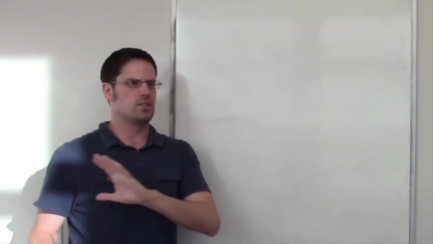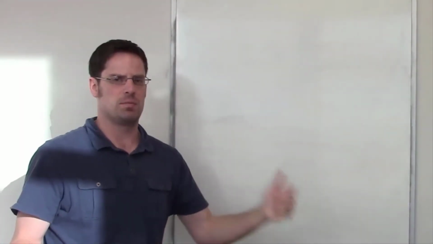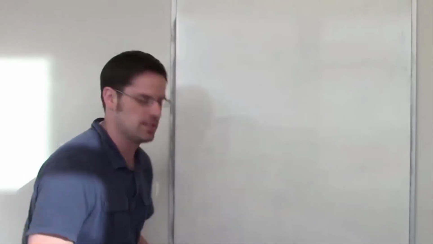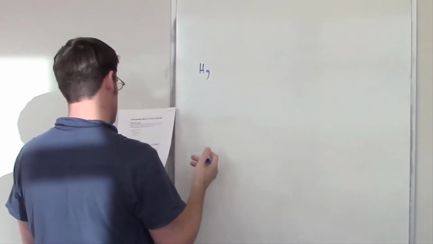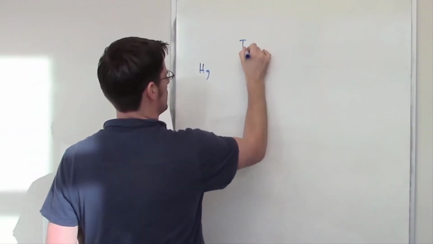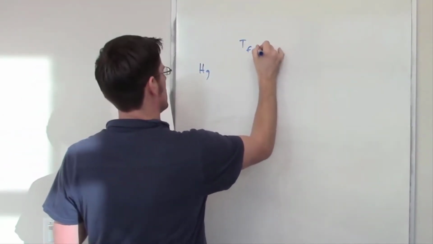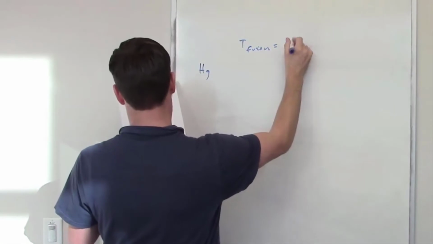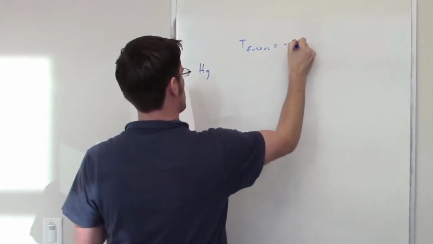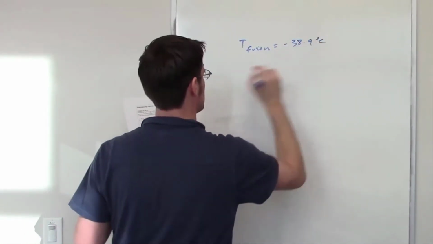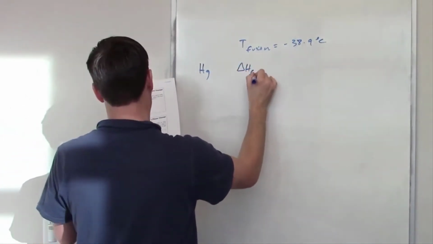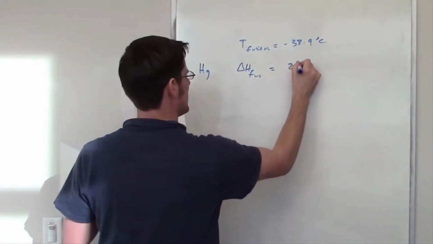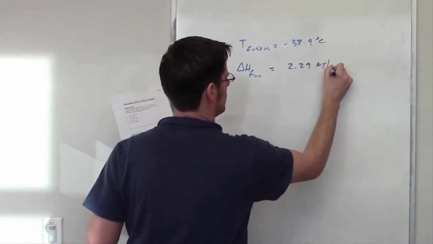Okay, this question is basically identical to the previous one, at least in concept. I've got mercury, and it gives me its normal freezing point, so I'll write temperature of fusion is equal to negative 38.9 degrees Celsius. It also gives me its delta H, or change in enthalpy of fusion, as being 2.29 kJ per mole.